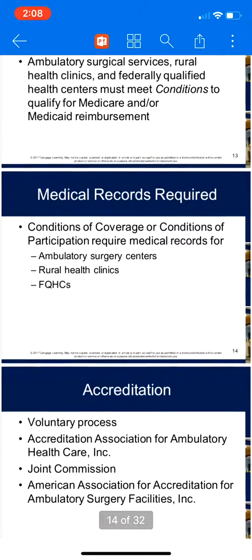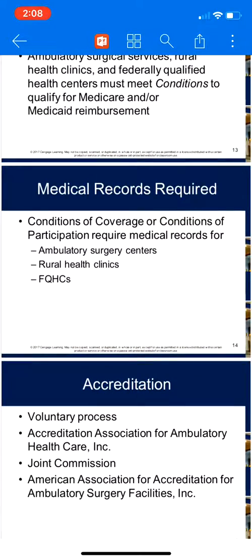Some are the Accreditation Association for Ambulatory Healthcare, Inc., and the Joint Commission. They both accredit a wide variety of ambulatory settings. And then you have other accrediting organizations like the American Association for Accreditation of Ambulatory Surgery Facilities, Inc., that only focuses on a narrow segment of ambulatory care.